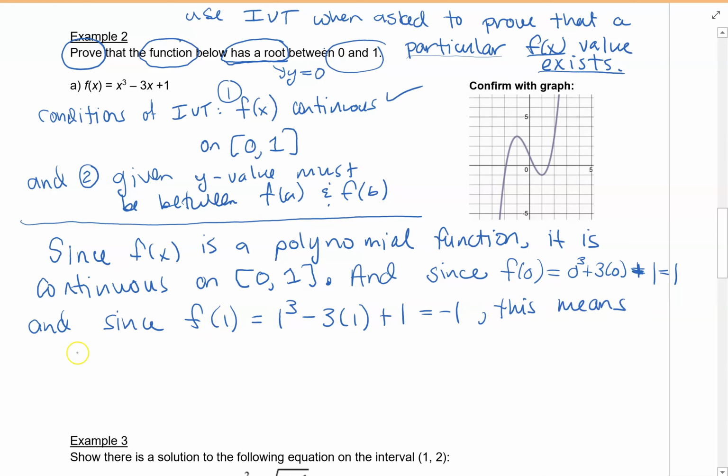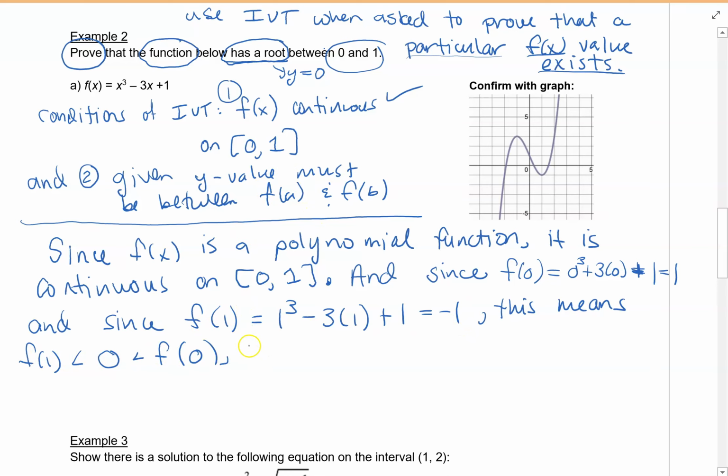that means that 0 is between f of a and f of b. So it looks like it's between f of 1 and f of 0. Right? f of 0 was 1, f of 1 was negative 1, and 0 is between those. So what does that mean?